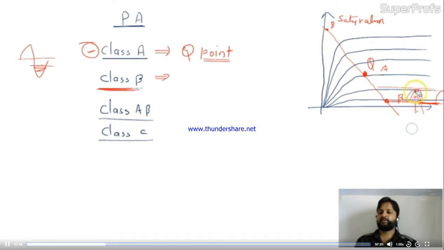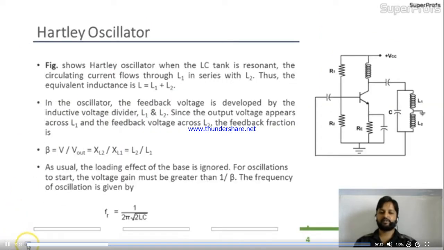So for the class B amplifier, where will the Q point be located? The Q point will be near cutoff or near saturation. So what will be the output? It will be for 180 degrees. We'll get 180 degrees of the input only, which means only half will appear at the output. So the output will be like this for class B amplifier. Is it okay, friends?